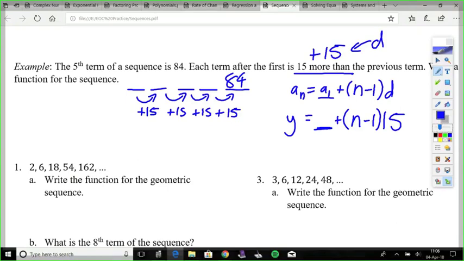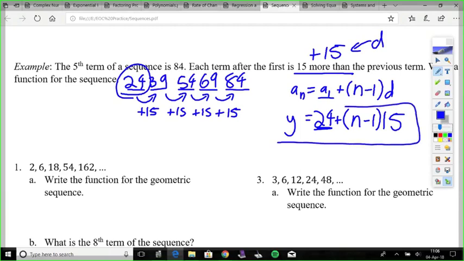So let's do that. Let's take 84 and subtract 15. 84 minus 15 is 69. And then 69 minus 15 is 54. And then 54 minus 15 is 39. And 39 minus 15 is 24. So there you go. Now you know the first number is 24. Okay? So just stick with that. I think it's probably easier that way. There's your function. You're done with that example.